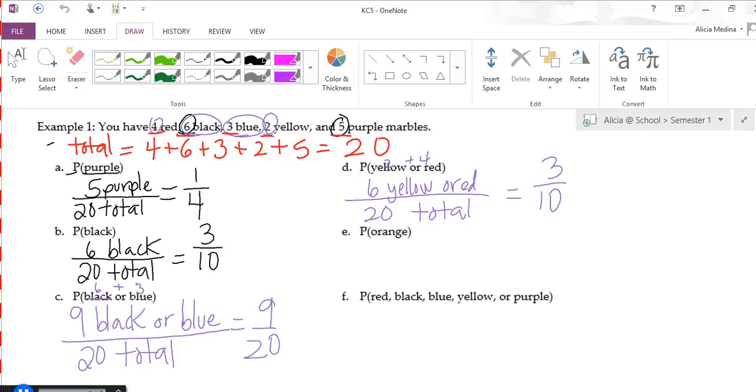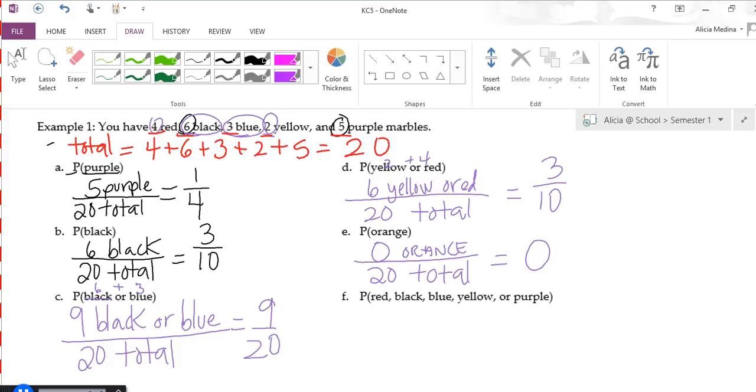Probability of orange, well, how many oranges do I have? I don't have a single orange marble. So there are 0 oranges. Right, there's no color orange in our marble selection. Still over 20. So think about what this means. What's the chance of you getting an orange marble? It's 0. There's not a chance that you're going to get that because there's not an orange marble in our selection.